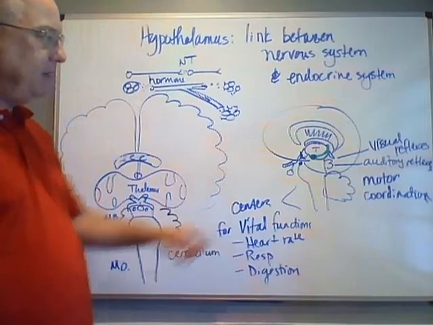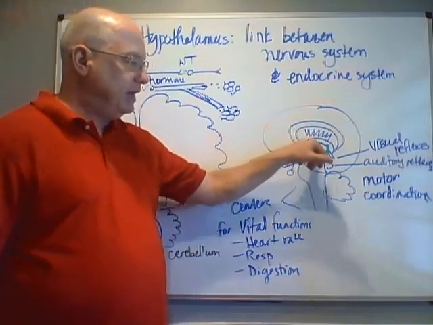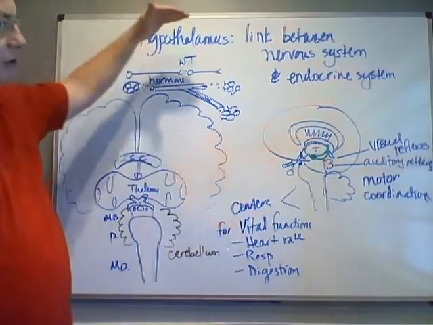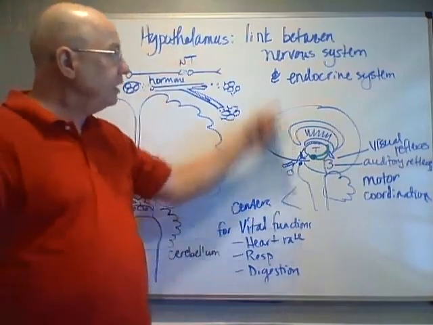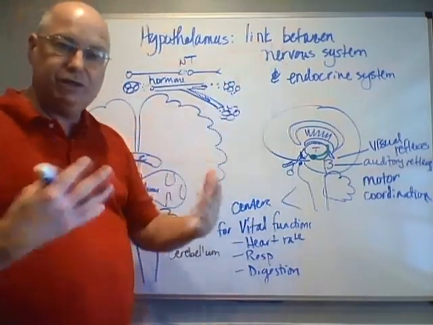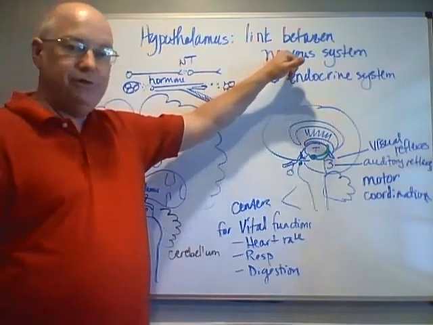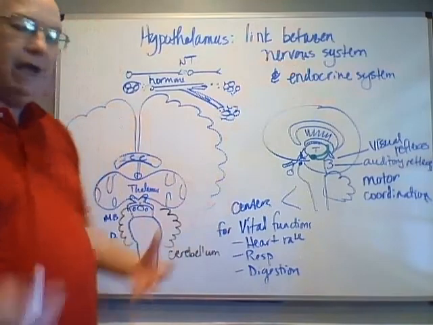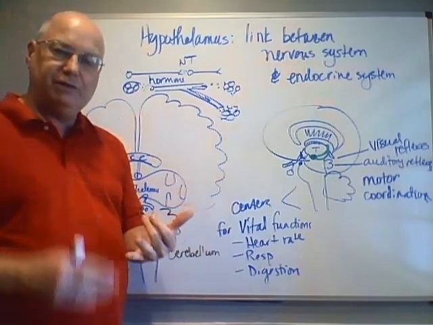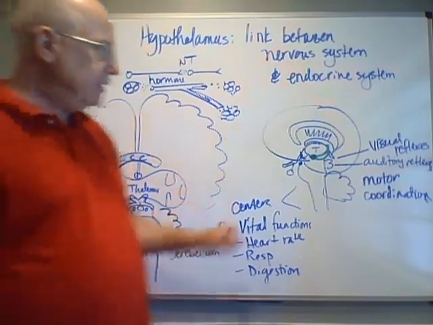When we get above that, we get to the diencephalon, and in the diencephalon, the thalamus is our sensory filter and sensory relay system. The hypothalamus is going to link some of those sensations and that input from our nervous system to our hormonal system, our endocrine system, and it's also monitoring blood pressure, body temperature, and some other things.